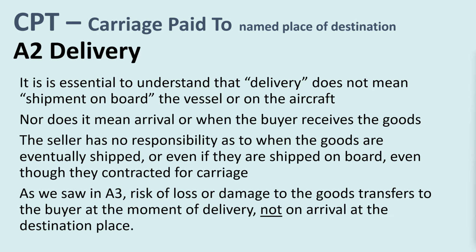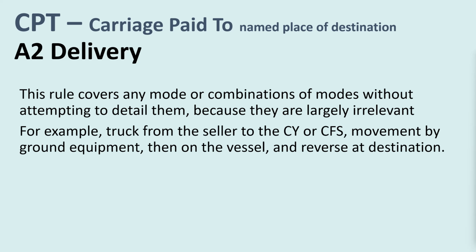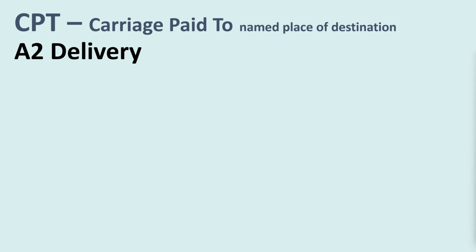As we saw in A3, risk of loss or damage to the goods transfers to the buyer at the moment of delivery, not on arrival at the destination place. This rule covers any mode or combinations of modes without attempting to detail them because they are largely irrelevant to the operation of this rule. For example, truck from the seller to the container yard or container freight station, movement by ground equipment, then on the vessel, and reverse at destination.